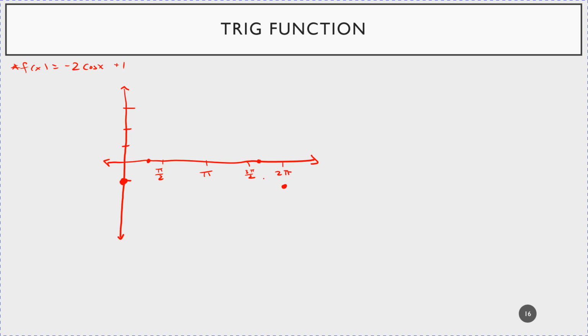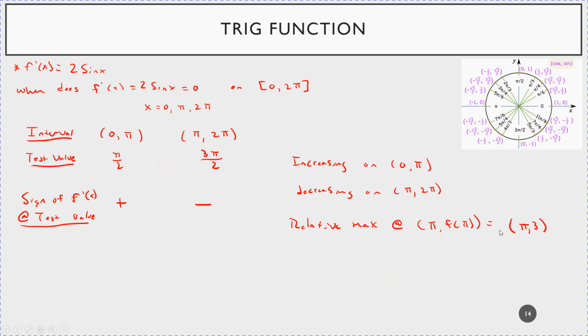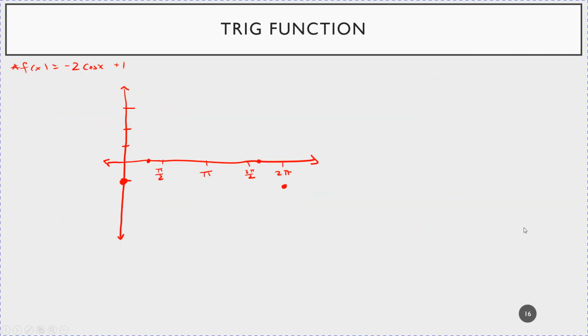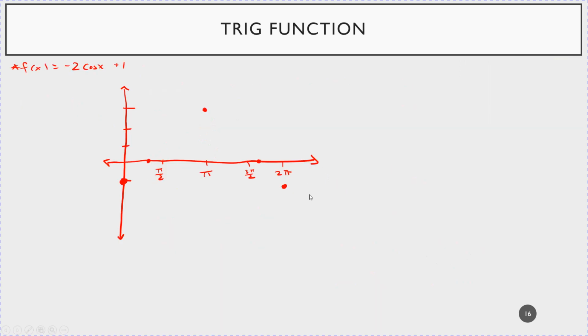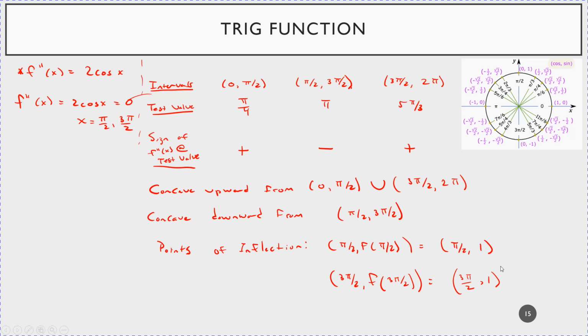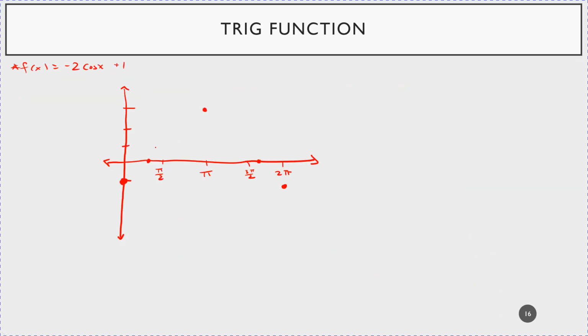Okay. Let me go back and do the relative max first. I'm sorry, we have a relative max at pi comma 3, not pi over 3. Pi, and then at 3. There's my relative max. And then we have points of inflection at pi over 2 comma 1 and 3 pi over 2 comma 1. Misspeaking there, sorry. Which is right there, and right here.